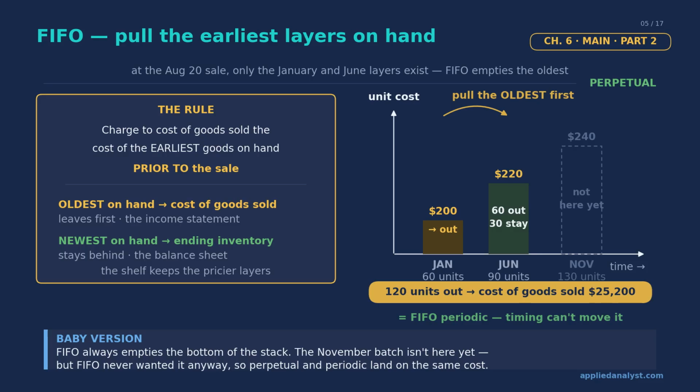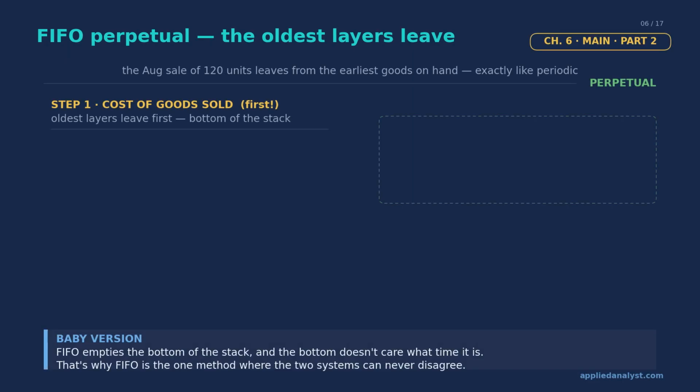ending inventory. Now let's put dollars on it. FIFO, first in, first out, the tie we predicted. Now let's prove it in dollars, one line at a time. Step 1. Cost of goods sold. The August sale of 120 units empties the oldest layers first. 60 January units at $200. That's $12,000. 60 more from June at $220. That comes to $13,200. Add them.